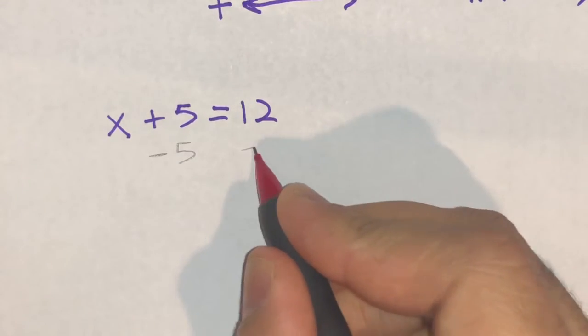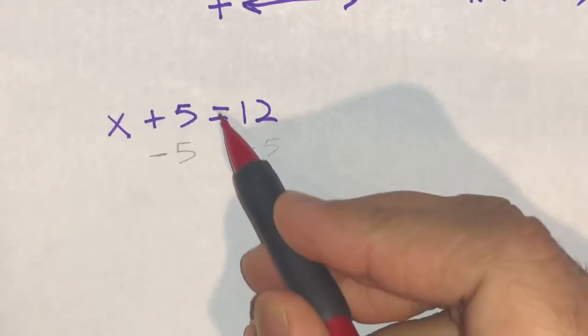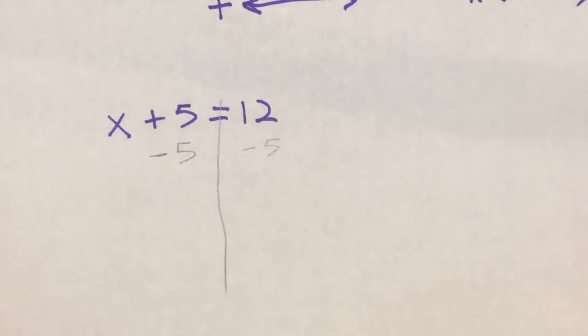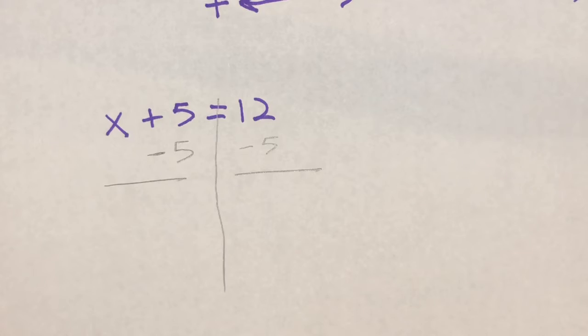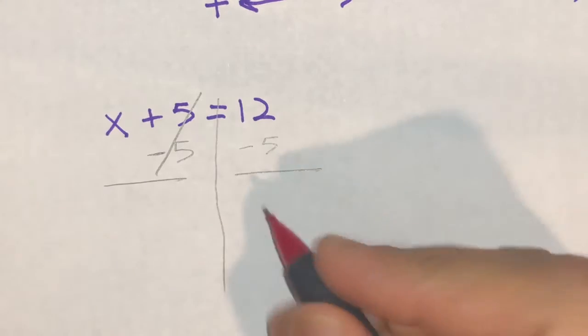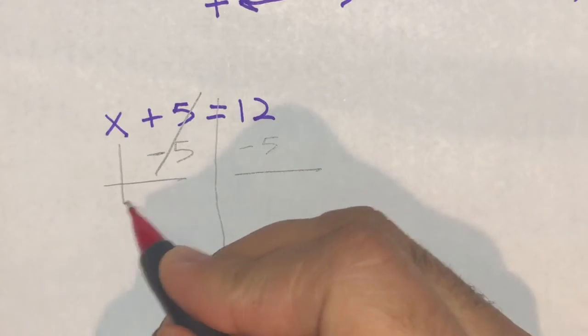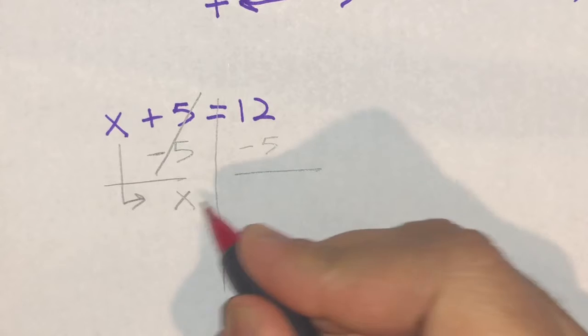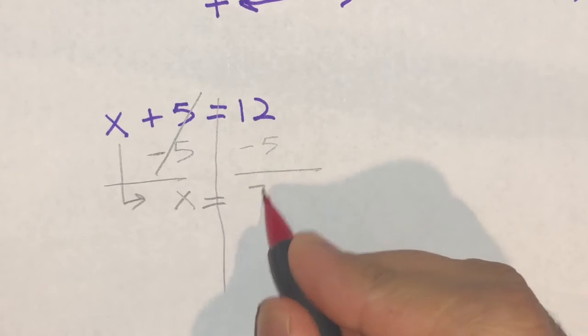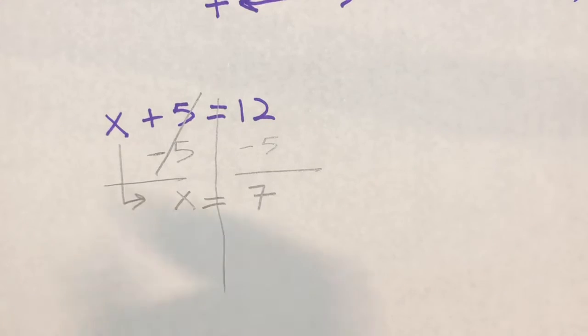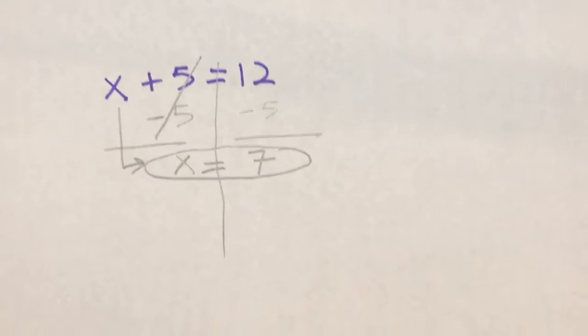Okay, on both sides. And I actually forgot the first step, which is always draw my line down the middle, right? So now I can subtract 5 on both sides. That means I can cross this out, the 5s on that side. I'm left with an x. So I got x equals, and then 12 minus 5, that's going to give me 7. So I have a final answer of x equals 7. Pretty simple, right? Next.